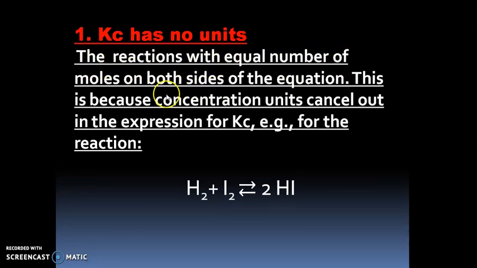So student, the reaction with an equal number of moles on both sides of the equation. This is because concentration units cancel out. In this expression, the Kc of that type of reaction has no unit. For example, hydrogen reacts with iodine, and 2 moles of hydrogen iodide gas are produced. Here we can see that on the reactant side 1 and 1, 2 moles are present, whereas on the product side 2 moles are present. So reactant and product both sides have an equal number of moles. Whenever we put mole per dm cube squared in place of hydrogen iodide and mole per dm cube in place of hydrogen and iodine, this value cancels out. So here no unit appears.